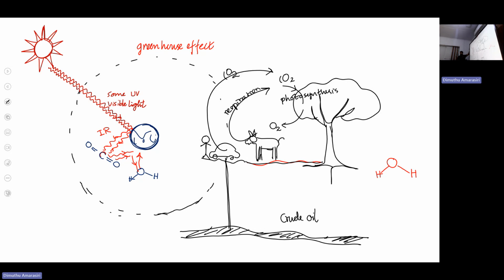Weather is the temporary change in what? Temperature, rain, and stuff. So that also can happen due to global warming.